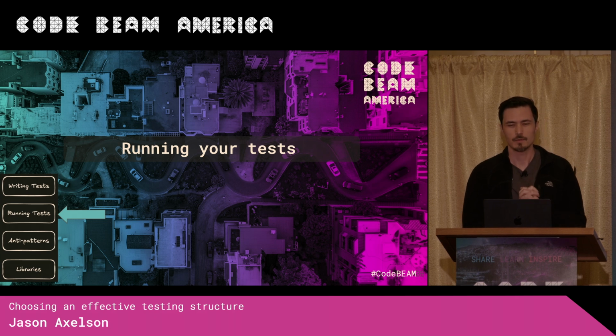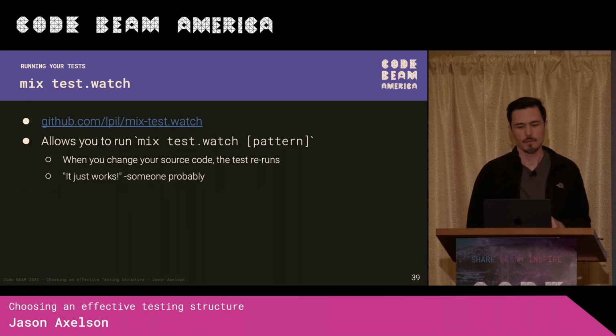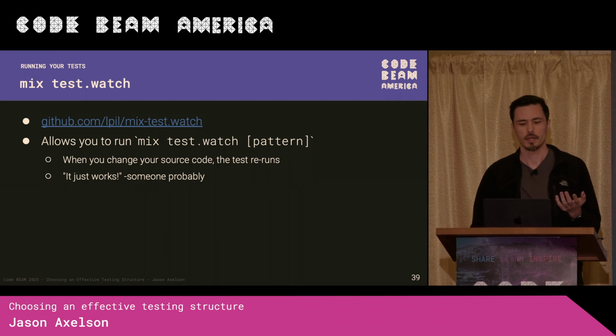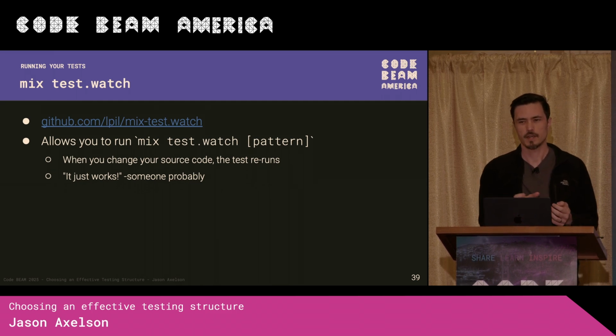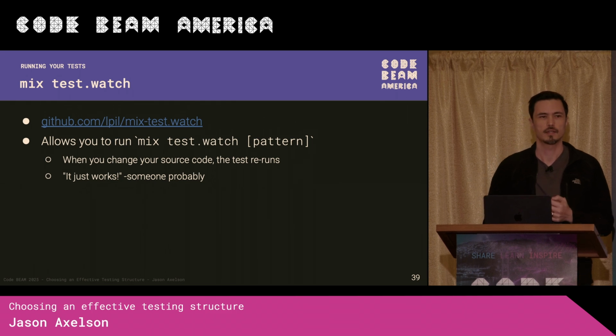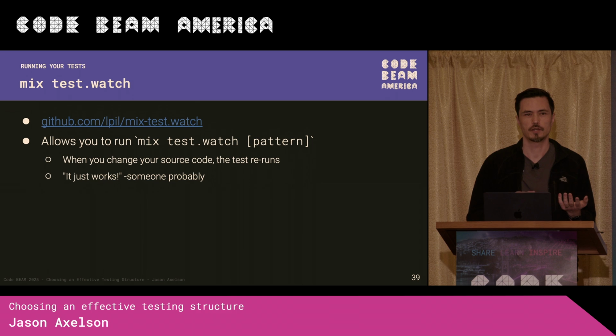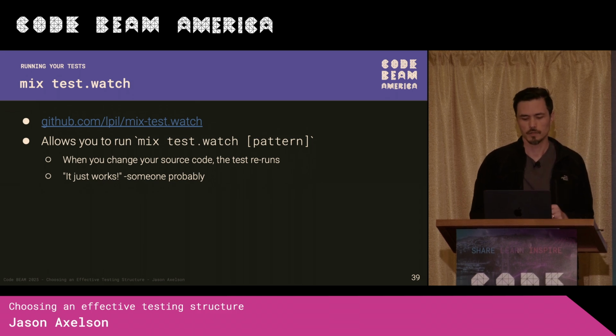OK, now let's talk about running the tests. My first tip here is to use a library by Louis Pilford called mix test watch, where you run mix test watch, and you provide like the file name and maybe the line number of the test. And then in your editor, whenever you change your source code, the test will automatically rerun. You don't have to switch to your terminal and rerun your tests. So very worthwhile, very simple to adopt.